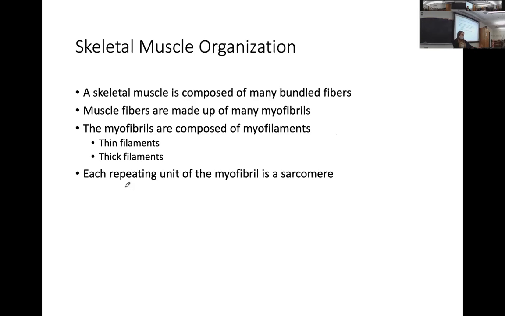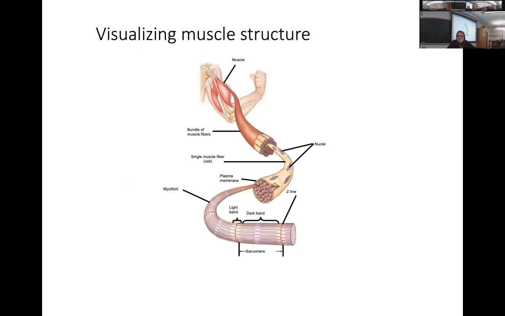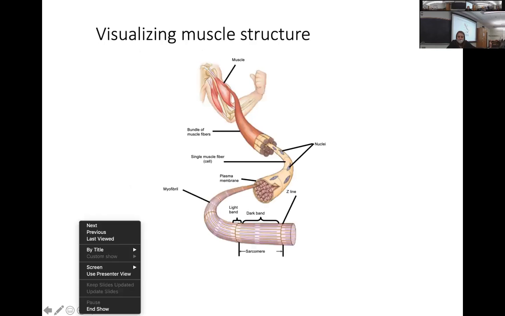So just a little bit more about that muscle organization. A skeletal muscle is composed of many bundled fibers. One of those muscle fibers is made up of myofibrils, which are composed of myofilaments that are both thick and thin filaments. Then they repeat until the myofibril is a sarcomere. So I think of a sarcomere as, let's see if I can zoom in.